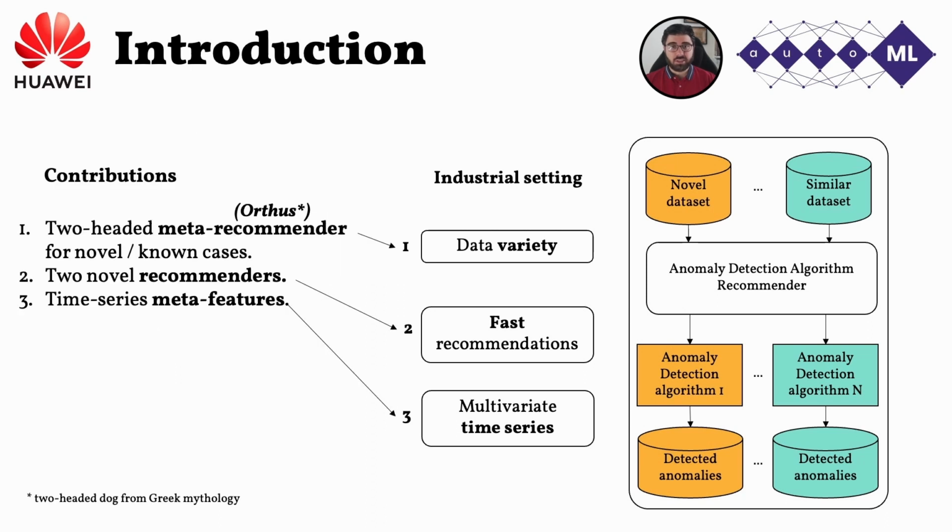To tackle these conditions, we present three different contributions. To address data variety, we propose a two-headed meta-recommender called authors. To make sure our recommendations are fast, we designed two new recommenders, and to ensure that we were representing our data accurately, we employed time series meta features, a concept which we'll define in the next slide.